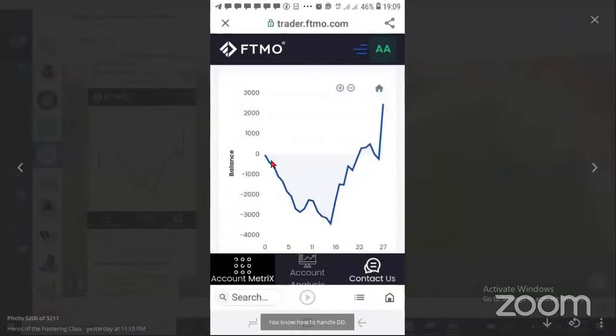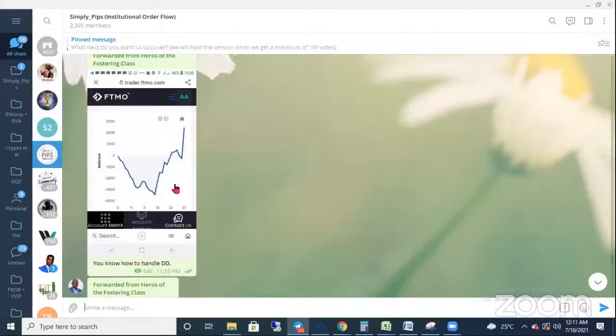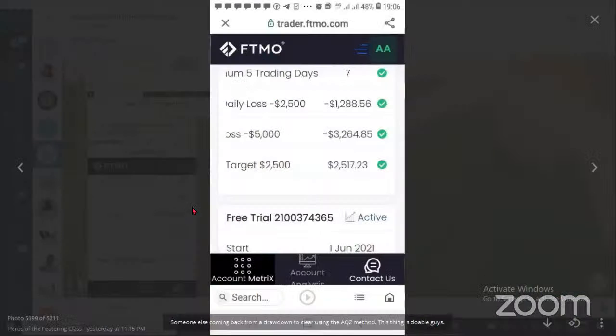We teach you how to handle drawdowns with our asymmetric compounding risk reward ratio. How do you come out from an 8%, 7% drawdown to crush your targets? Those are some of the things you get to learn.